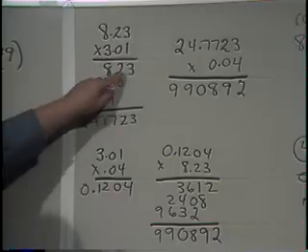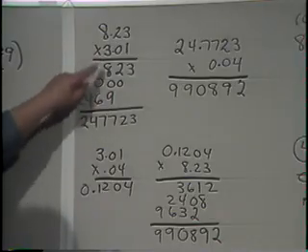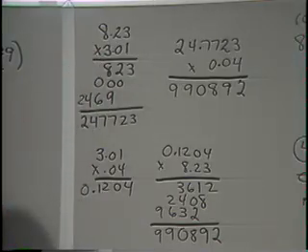See, 1 times 823 is 823. Put in the row of zeros. 3 times 3 is 9. 3 times 2 is 6. 3 times 8 is 24.